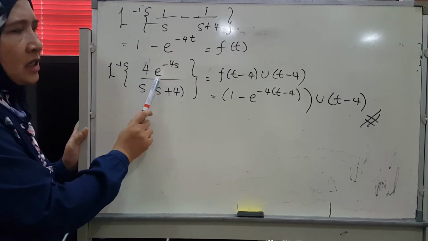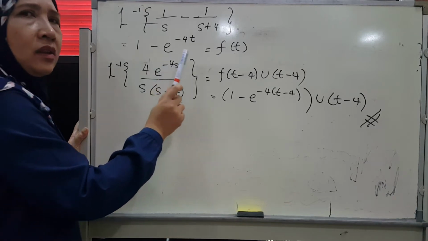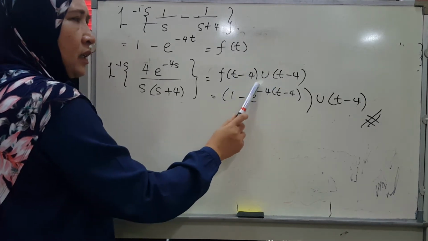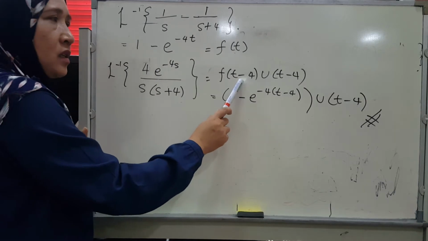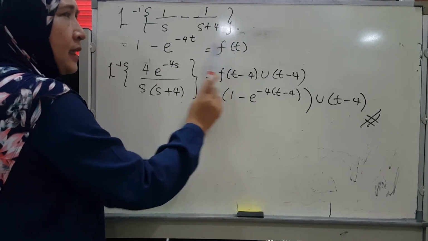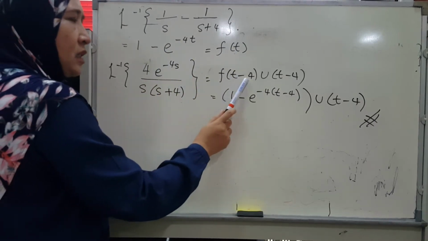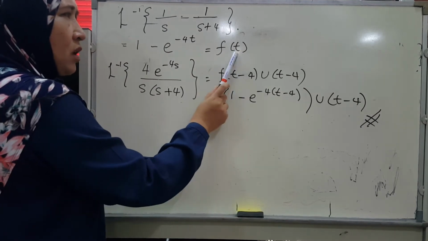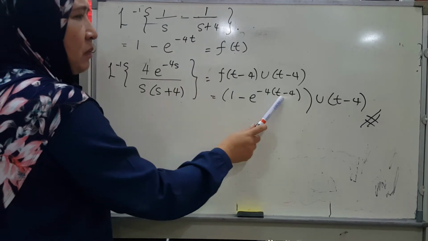So when we have an exponent in the question, in the last video we had f(t minus 4) u(t minus 4), right? If you can see the previous video, f(t) is 1 minus e to the negative 4t. So for f(t minus 4), we just substitute t with t minus 4. This is called a type of function, so we substitute t as t minus 4 over here.